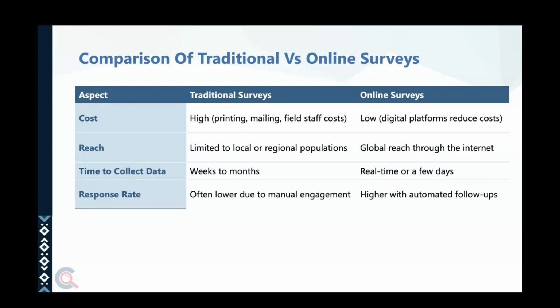The fourth item is the response rate. With traditional surveys, the response rate is often lower due to manual engagement. Because you have to go convince someone. It's not as convenient as with the online.